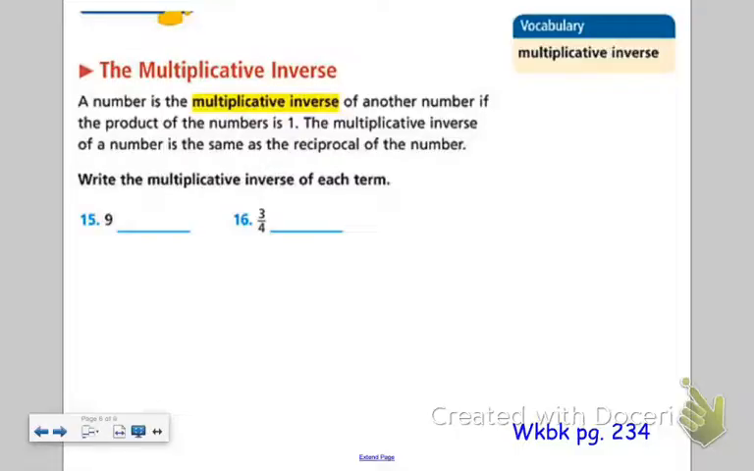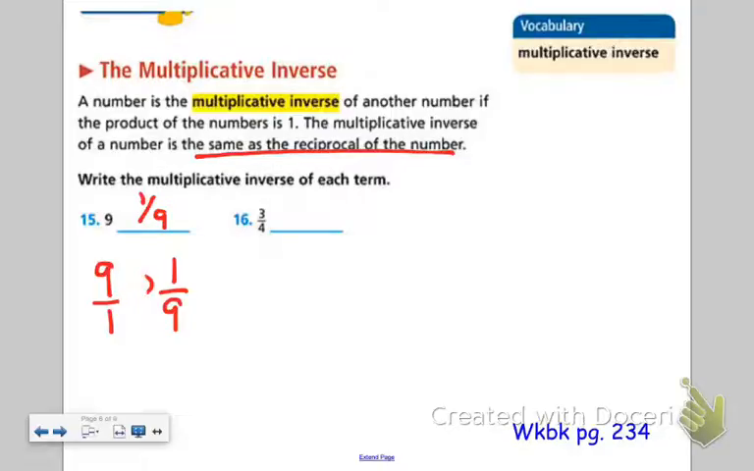So I want you to think about reciprocals. Remember reciprocals? The multiplicative inverse of a number is the same as the reciprocal of the number. So let's start with 9. What's the reciprocal of 9? 1 over 9, right? Because right now this is 9 over 1. If we were to flip it, we'd have 1/9. So the multiplicative inverse of 9 would be 1/9.